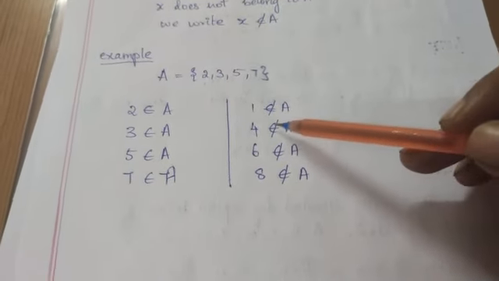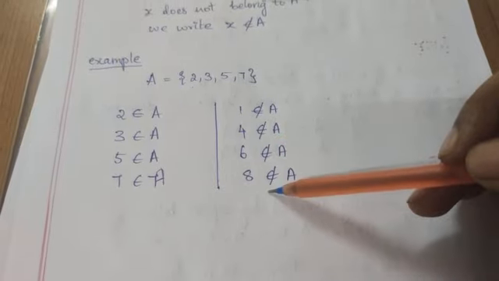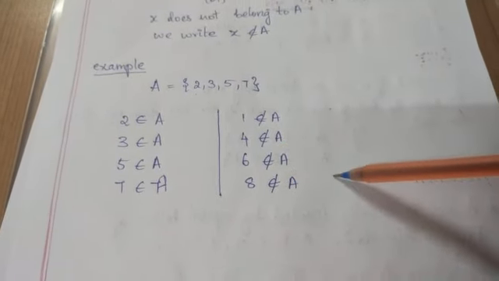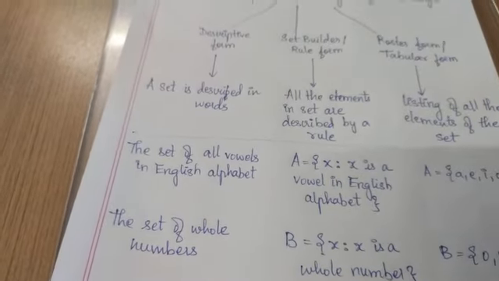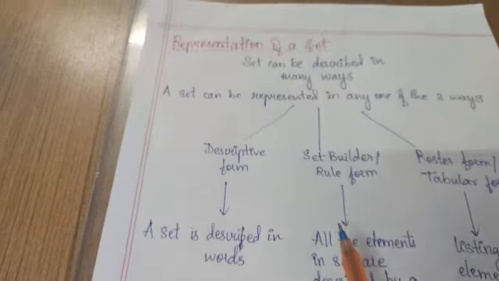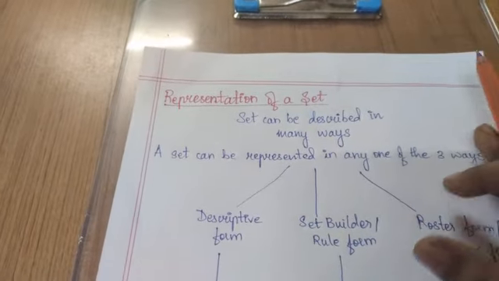அதே மாதிரி தான். So here if you see 1, 4, 6, 8 எல்லாம் is not an element of A. Okay, ஒருவேளை if you have the textbook with you, you can have it and refer it side by side.